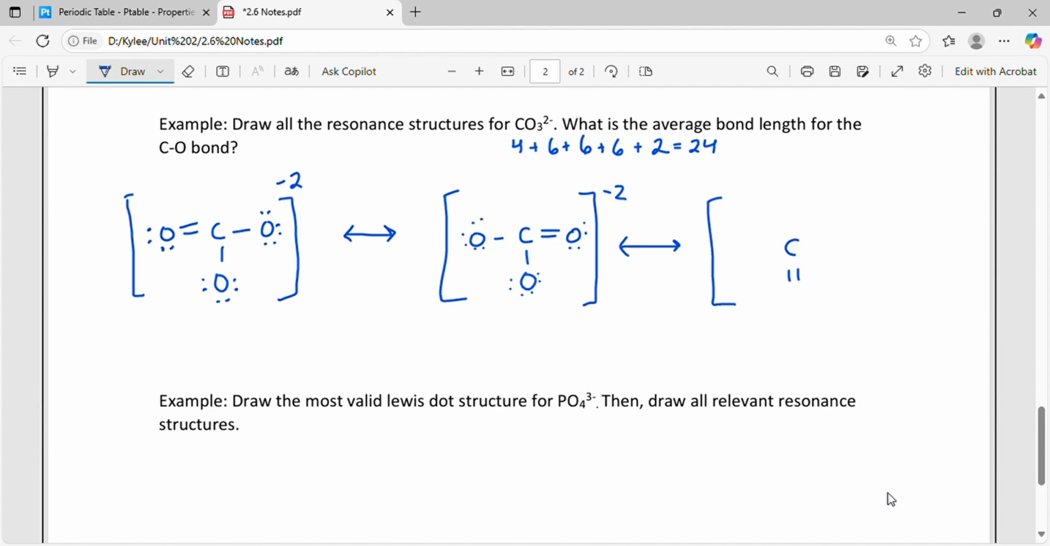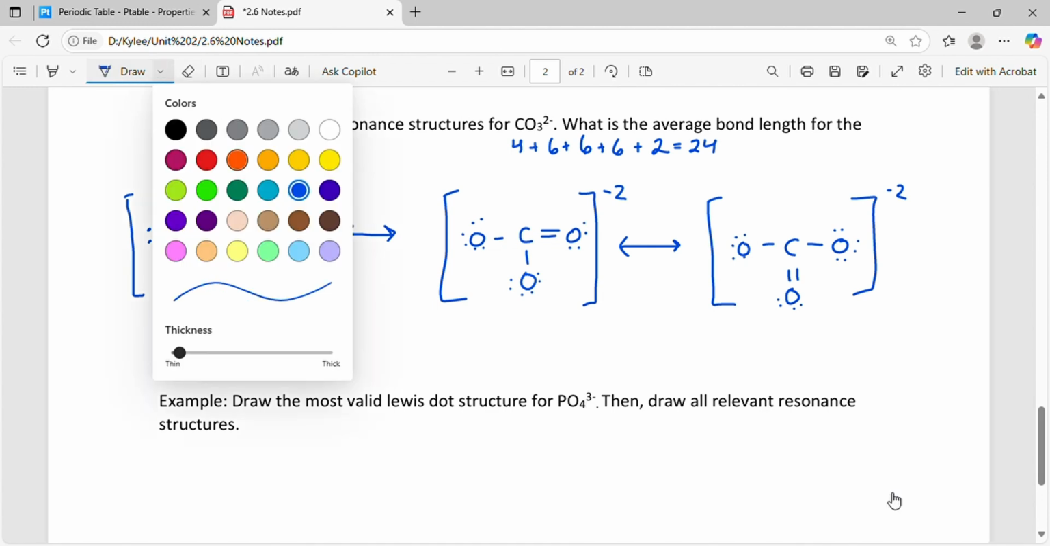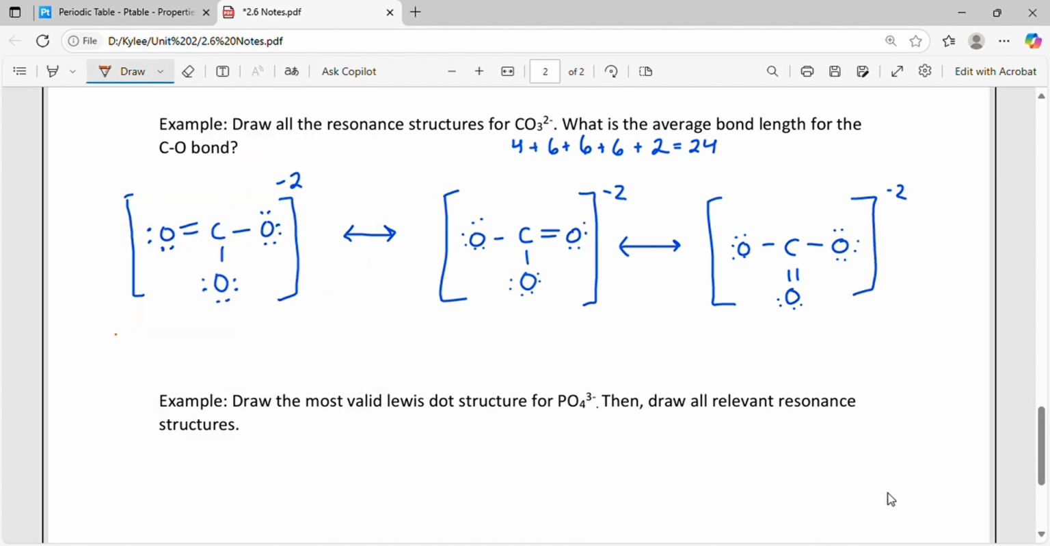So this time I'm going to have the double bond point down, oxygens on the left and right, only a single bond. The one that has the double bond has 4 lone pair electrons, and then again putting that bracket around it, telling everyone that this is an ion. So what makes these resonance structures, again, is the location of that double bond is moving.